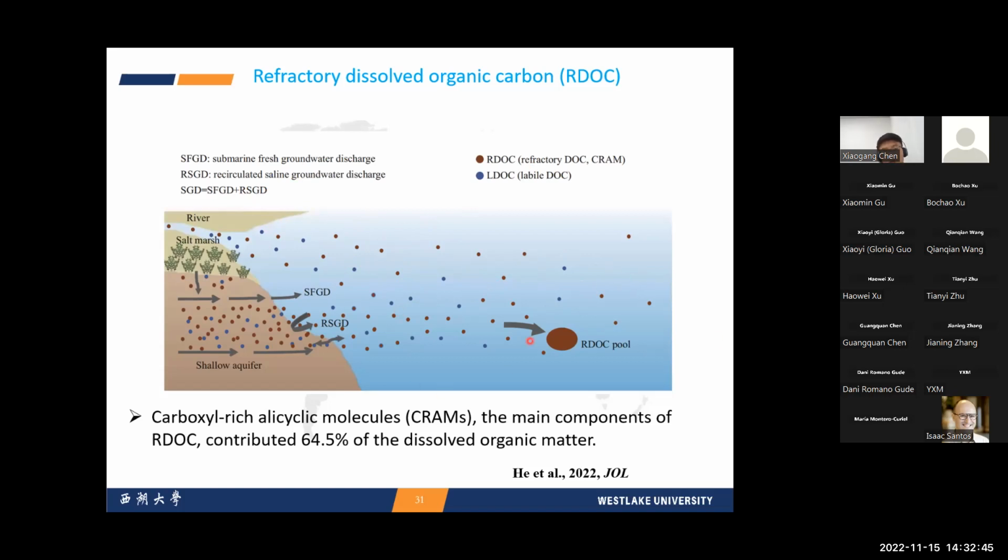But we only did this work in Chongming Dongtan. So for future work, we may check this result. We may do similar work in other study sites.